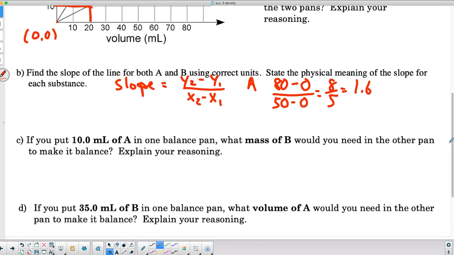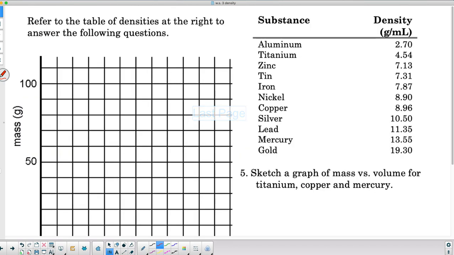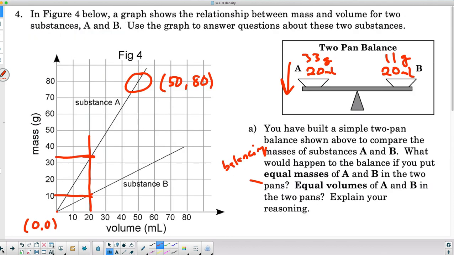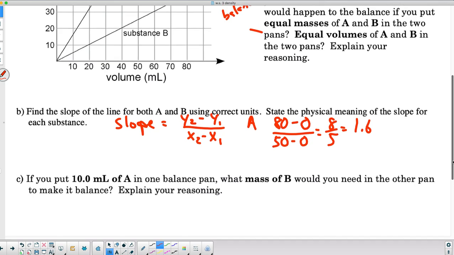If you put 10 milliliters of A in one pan balance, what's the mass of B that you'd need in the other pan? Well, here's how you do this. This is so simple. I'm going to get rid of this stuff here. Why does it do that to me every time? Okay, I'm going to erase this and this stuff here. It says, again, 10 milliliters of A in one pan balance. What's the mass of B?